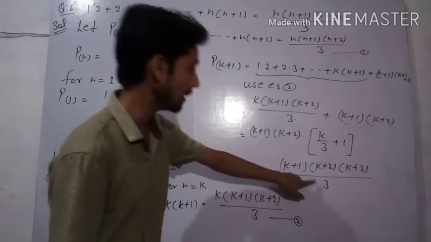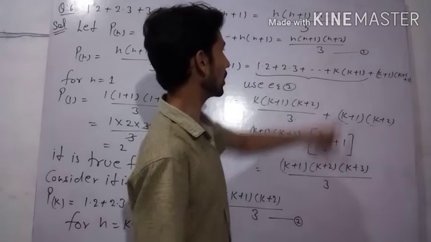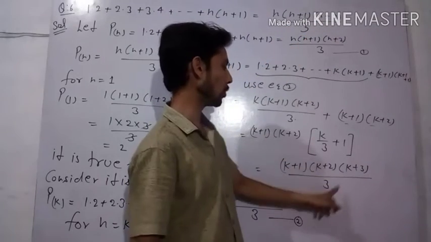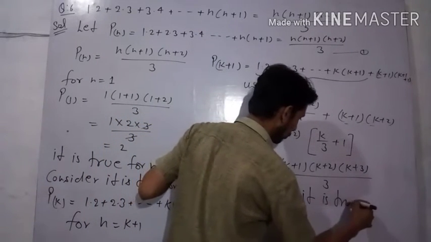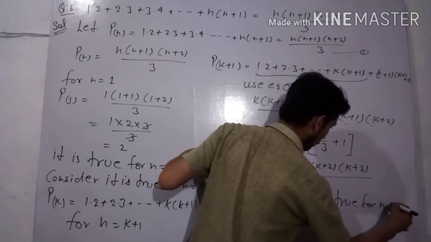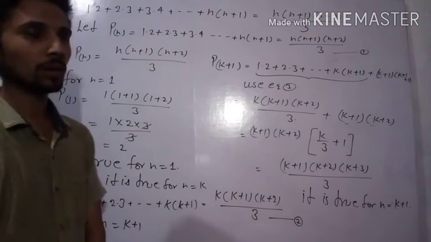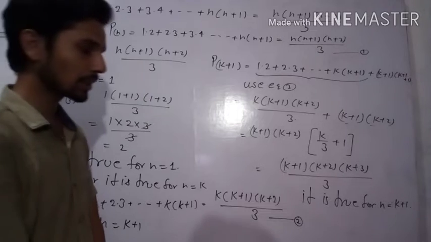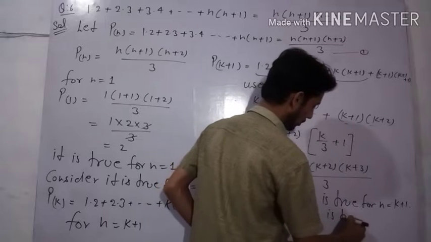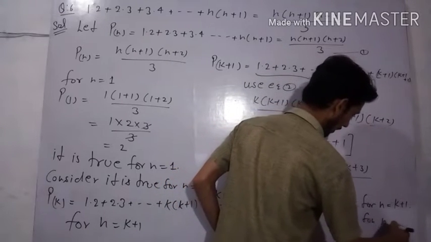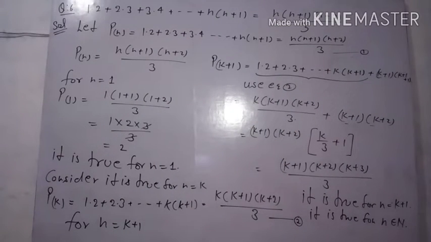So at the place of n, k plus 1 is here: k plus 1, k plus 1 plus 1, k plus 1 plus 2, upon 3. So it is true for n equals k plus 1. So by the principle of mathematical induction, it is true for n belongs to natural numbers. This is the true relation for every natural number.